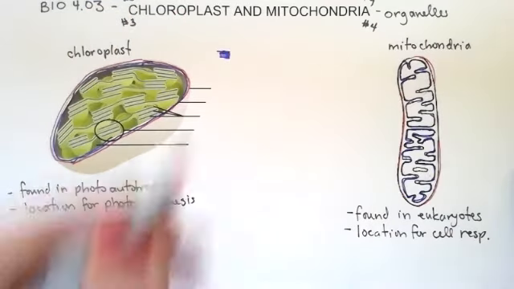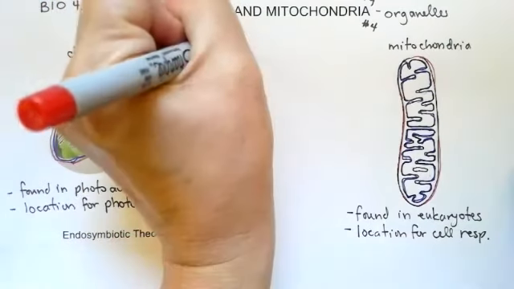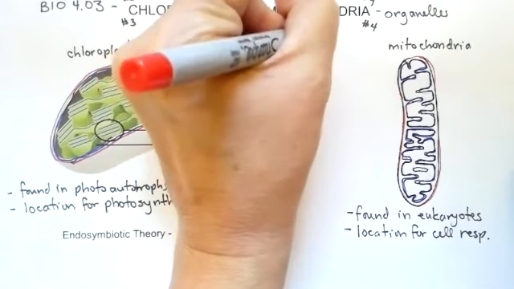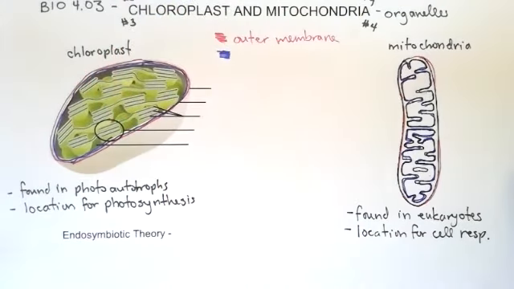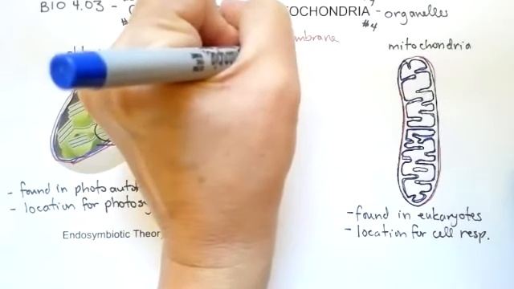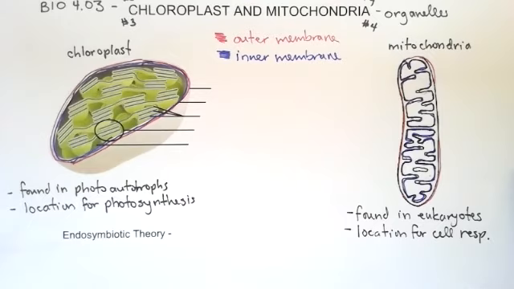The red is the outer membrane. And the blue is the inner membrane. Well, how do organelles end up with two membranes? That's kind of weird. We won't see this in any other organelles, and we're going to talk about that at the end of the video.